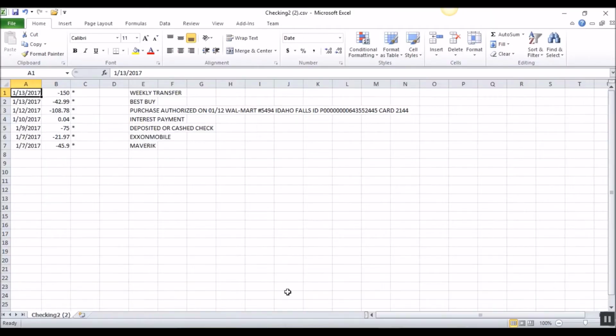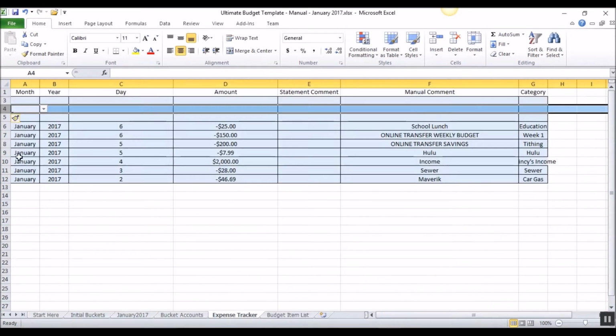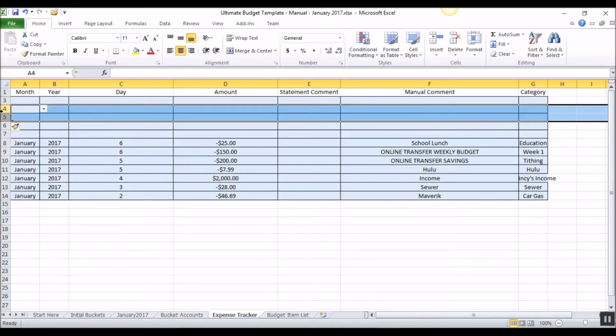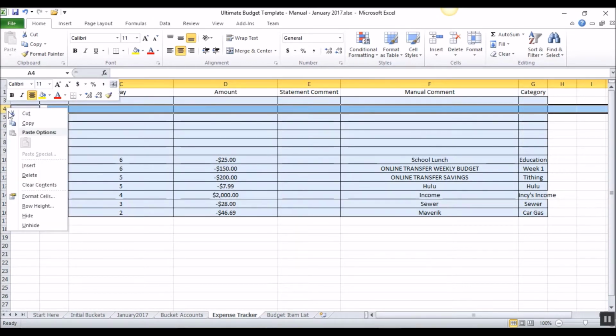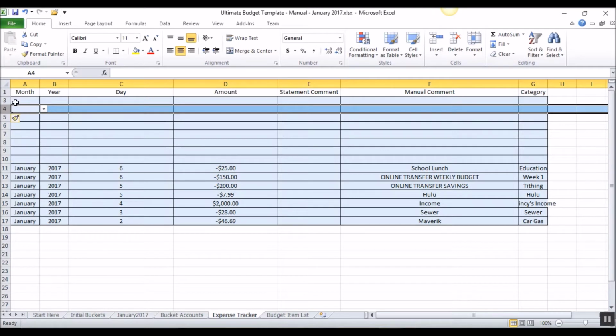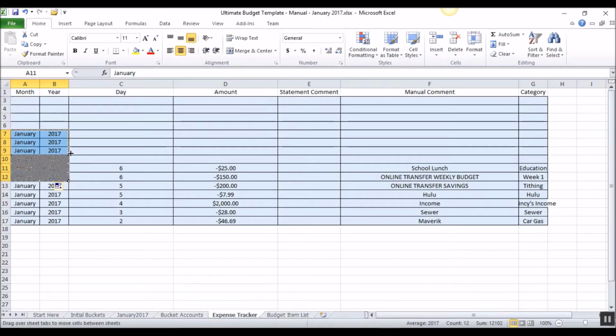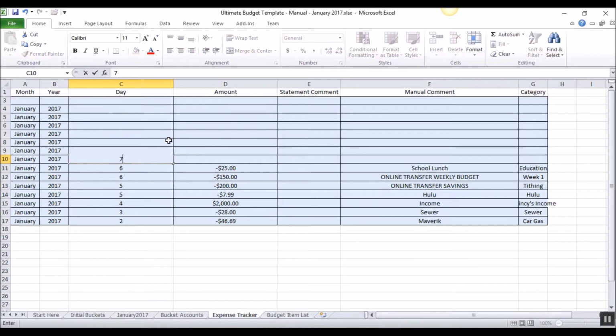Actually, how many transactions do we have? We've got 1, 2, 3, 4, 5, 6, 7. So I'll just create all 7 right now so that we're ready to go. 1, 2, 3, 4, 5, 6, and one more. So I've got a total of 8, so I can leave that top row blank. And all of these are in January of 2017, so I will move that up like that. But they are on different days. So I know the first one's on the 7th and the 7th.